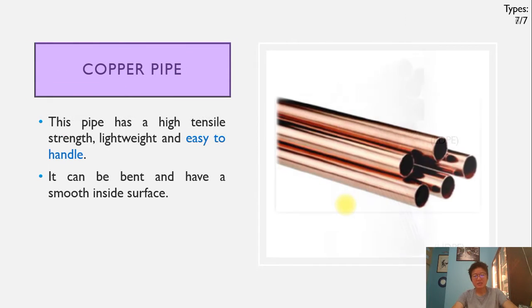Alright. Okay. And last but not least, we are looking at the copper pipes. These are very high tensile stuff, lightweight and easy to handle. We know copper is a very valuable metal in construction. It can be bent, easily formed in other words, and it has a smooth inside surface. So for those of you who are doing B&B, probably familiar with the copper pipes used in what? Yes, used in our AC system, air conditioning. Why? Because copper is a very good heat conductor. Right? If you are talking about AC, then you can use them to carry off the heat very quickly.